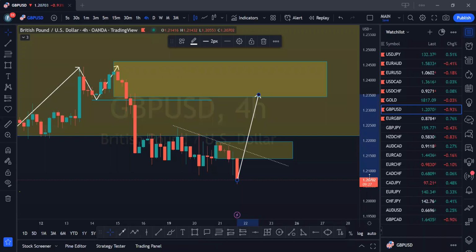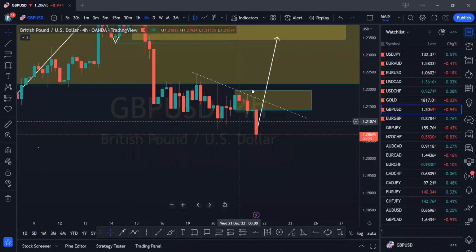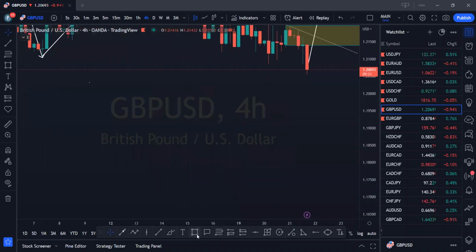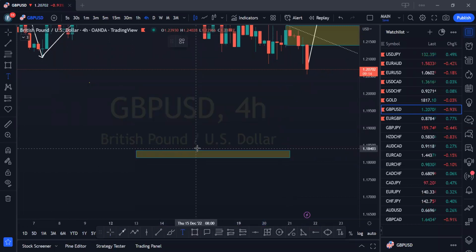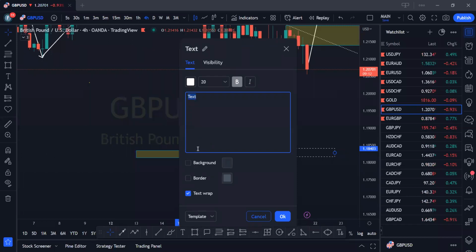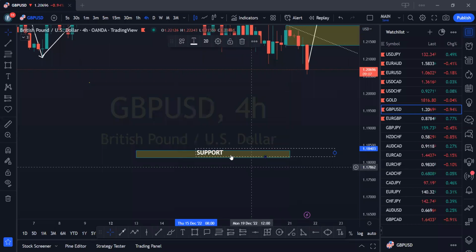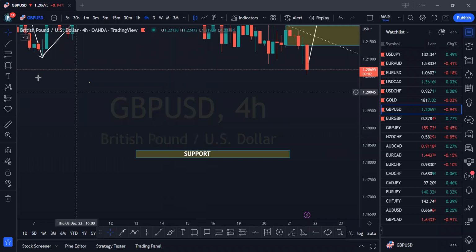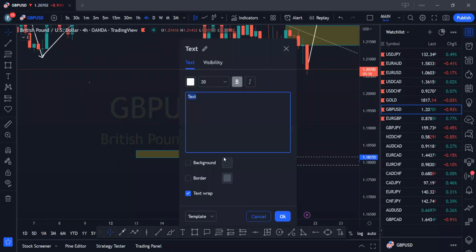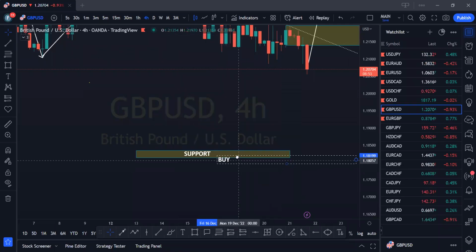So let me do a visual representation of what I'm talking about. Let me give an example. Let's use our retail language. So let's say this is a support zone, okay? And what do we know happens in a support zone? We are looking to buy, right? To buy at support. Okay, good.